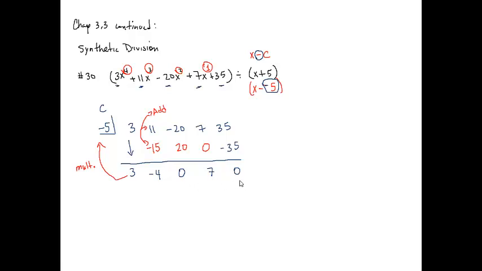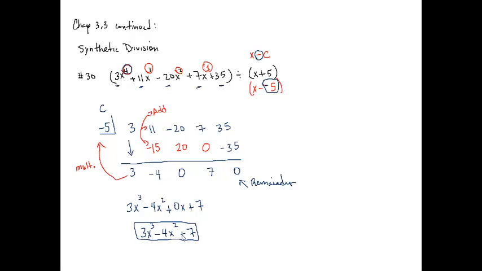Now you need to write out your answer, right? The degree of the answer is always going to be 1 less than the degree of the original polynomial. The original polynomial was a degree of 4, so this one has to be a degree of 3. So it's 3x to the third power minus 4x squared, and there is no x term, I'll put it there, plus 0x, plus 7, and the remainder is 0. So let me write that again. It's 3x to the third minus 4x squared plus 7.